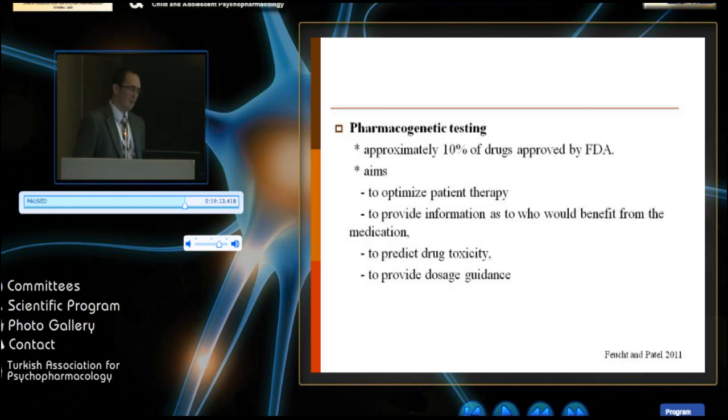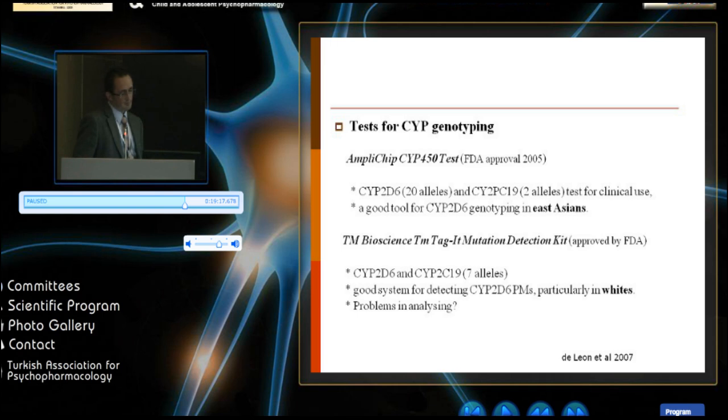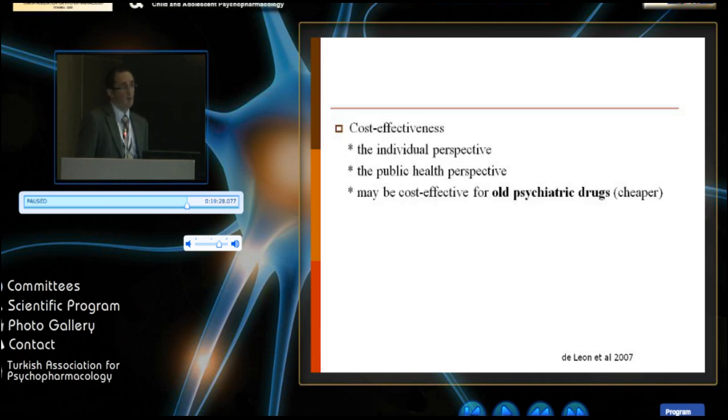In pharmacogenetic testing, the drugs are subject to pharmacogenetic testing on a 10% basis. Are there any example tests? Yes, 2 approved by FDA.